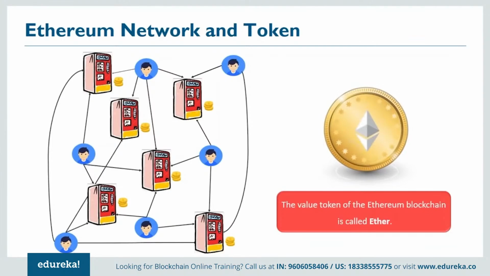Now the tokens that you had put inside the machine were actually ethers. Ethers are the cryptocurrency token of the Ethereum network and they're used to pay for the transaction fees. There's also another parameter called gas, about which we'll talk later, that is used to pay for the computational services on the Ethereum network.